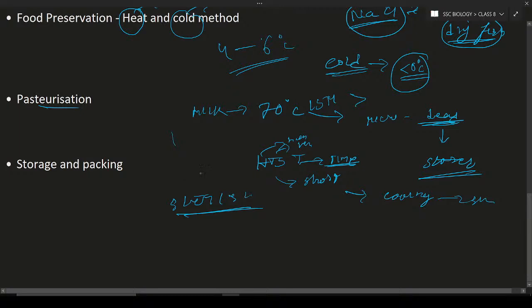For example, in Japan, apples are present. Those apples can be sent to India by cooling, okay, by cooling the temperature. That is known as storing and packing.